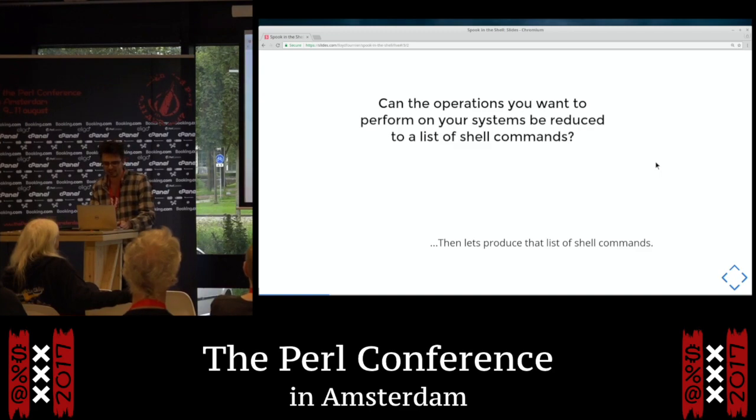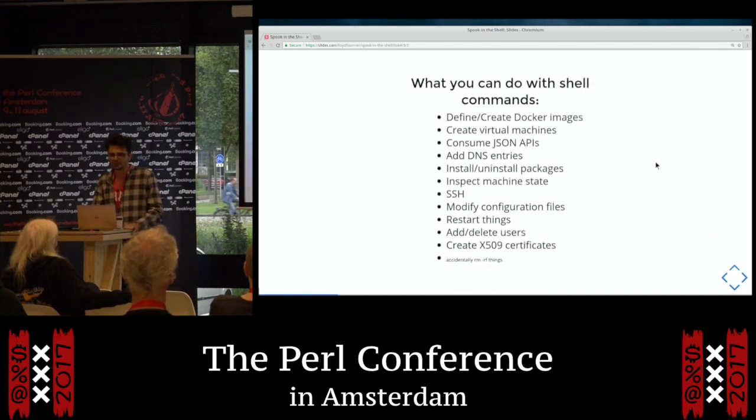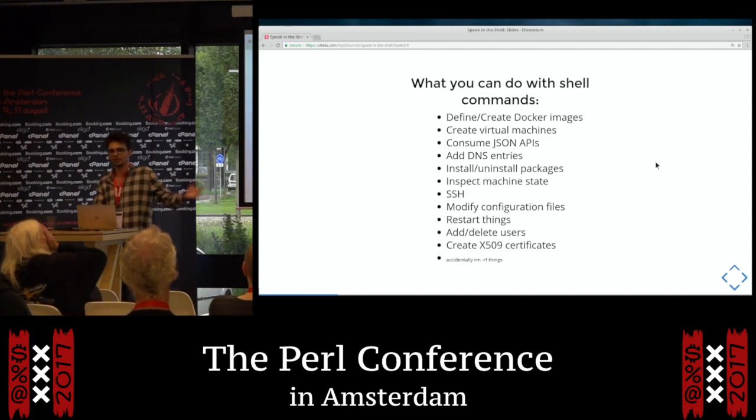The idea is this: can the operations you want to perform on your systems be reduced to a list of shell commands? Let's just produce the list of shell commands and do that. You can pretty much do anything with shell commands. You can create Docker images, create virtual machines, consume JSON APIs, install packages, inspect machine state, modify configuration, and create certificates. I guess you know about Let's Encrypt and stuff. The way most people do Let's Encrypt is with a giant shell script. So I think you can pretty much do anything useful in terms of operations in shell scripts. You don't need a Python or Perl interpreter there. You can just write shell scripts.